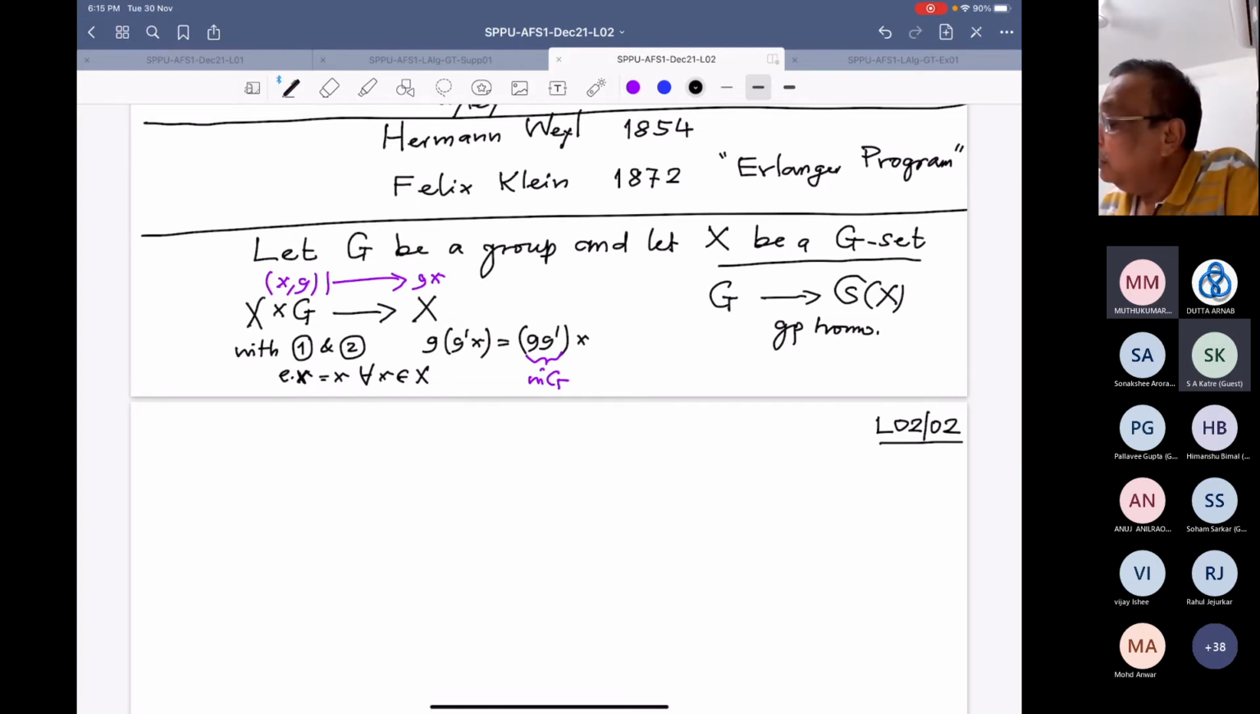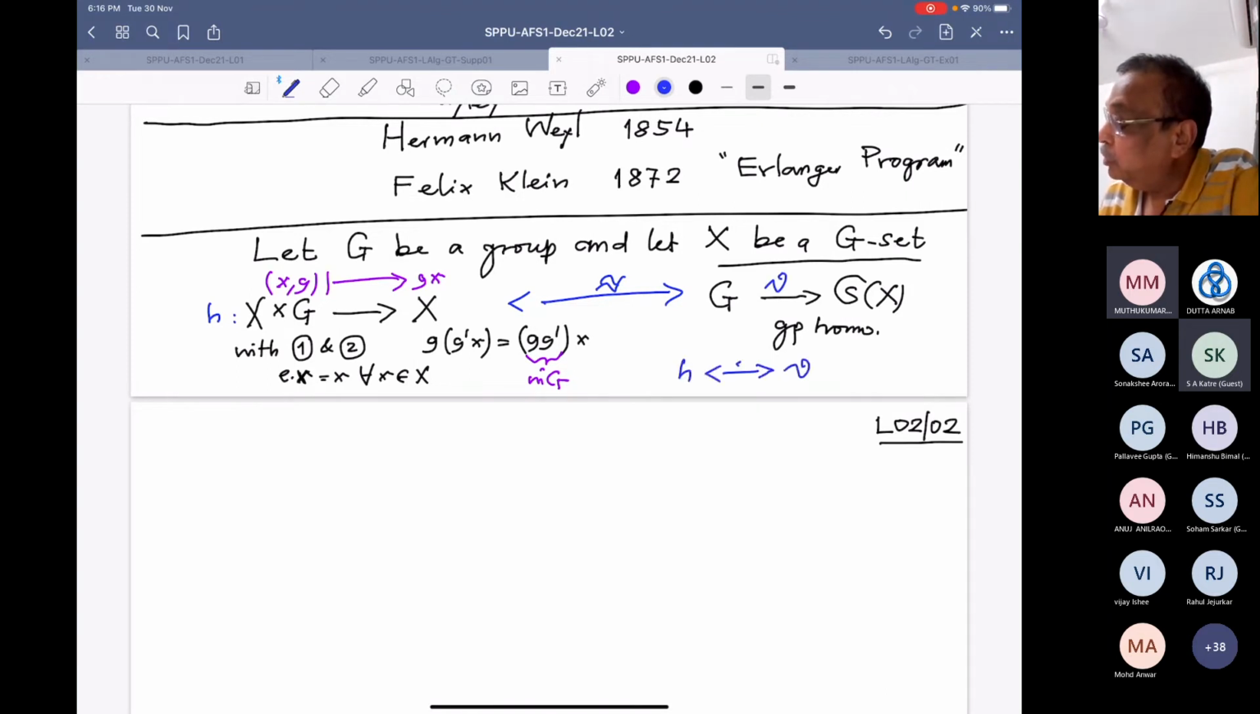So it is better to think of it this way, but sometimes it is convenient to do this also. So it depends on what you want to do. These are bijections. Every such map, if you call this map H, will give this theta. So H and theta are bijections from the set of operations to the set of group homomorphisms. That is essentially what we did last time.